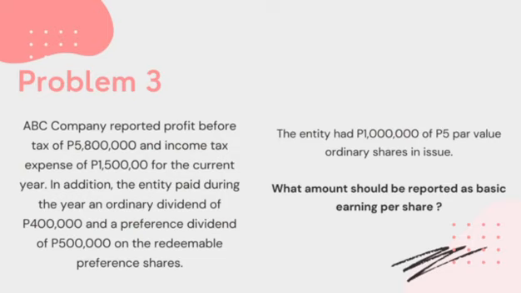Problem number 3. ABC Company reported profit before tax of 5,800,000 and income tax expense of 1,500,000 for the current year. In addition, the entity paid during the year an ordinary dividend of 400,000 and a preference dividend of 500,000 on the redeemable preference shares. The entity had 1 million of 5 pesos par value ordinary shares in issue. The question is, what amount should be reported as basic earnings per share?